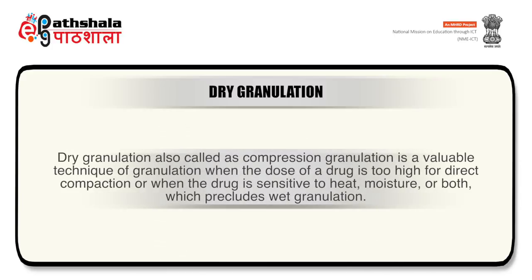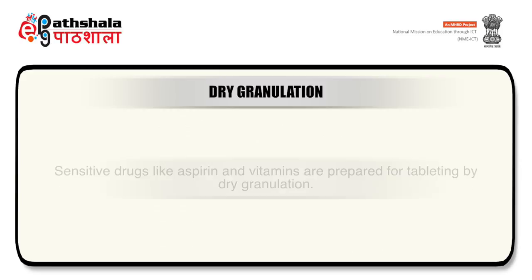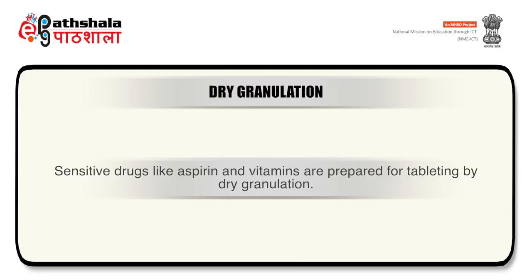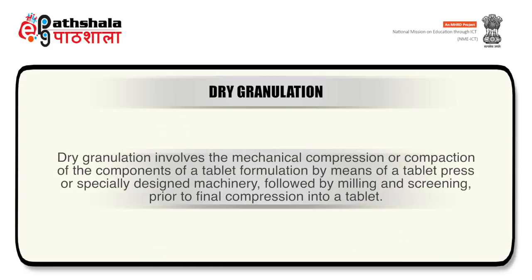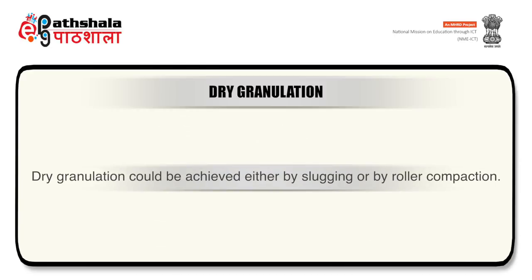Dry granulation, also called compression granulation, is a valuable technique of granulation when the dose of a drug is too high for direct compaction or when the drug is sensitive to heat, moisture or both, which precludes wet granulation. Sensitive drugs like aspirin and vitamins are prepared for tableting by dry granulation. Dry granulation involves the mechanical compression or compaction of the components of a tablet formulation by means of a tablet press or specifically designed machinery, followed by milling and screening prior to final compression into a tablet. Dry granulation could be achieved either by slugging or by roller compaction.